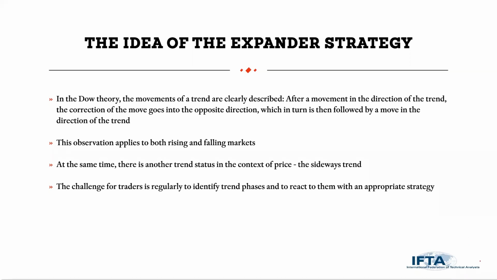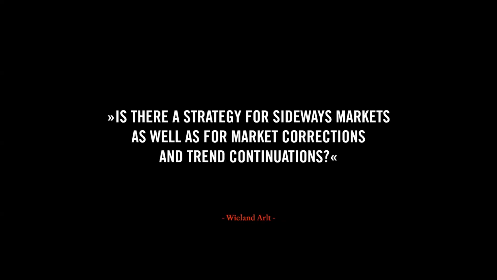Don't worry. So the question is, how can we approach all these three stages of the market? So uptrend, downtrend, sideways trend. The challenge for us as traders is, first of all, to identify all these phases, and of course to find the proper strategy for it. Honestly speaking, our toolbox as traders is completely packed with strategies. But the one and single question I ask myself is, is there a strategy for sideways markets as well as for market corrections and trend continuation? So is it really possible to use one and the same strategy for all of the three market phases?